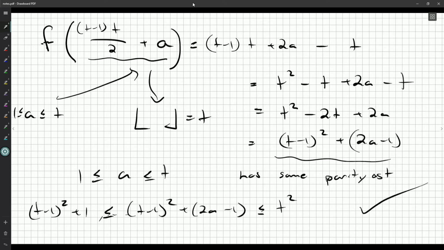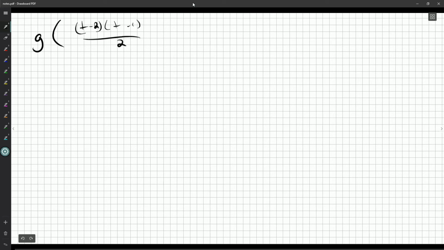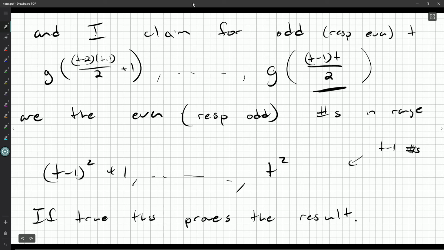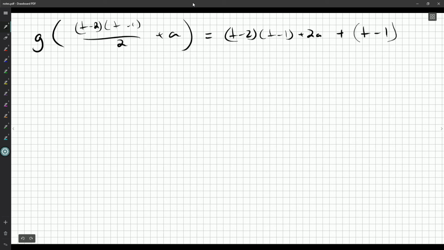Now let's prove the other claim. Okay. So g of, now what's our expression? T minus 2, t minus 1 all over 2 plus a is going to be t minus 2, t minus 1 plus 2a, and now it'll be plus, and we round up to the nearest one, which is t minus 1. Right? The nearest triangular number is going to be t minus 1, t over 2. And here we're going to have a being between 1 and t minus 1, so this should hopefully work out in essentially the same manner.